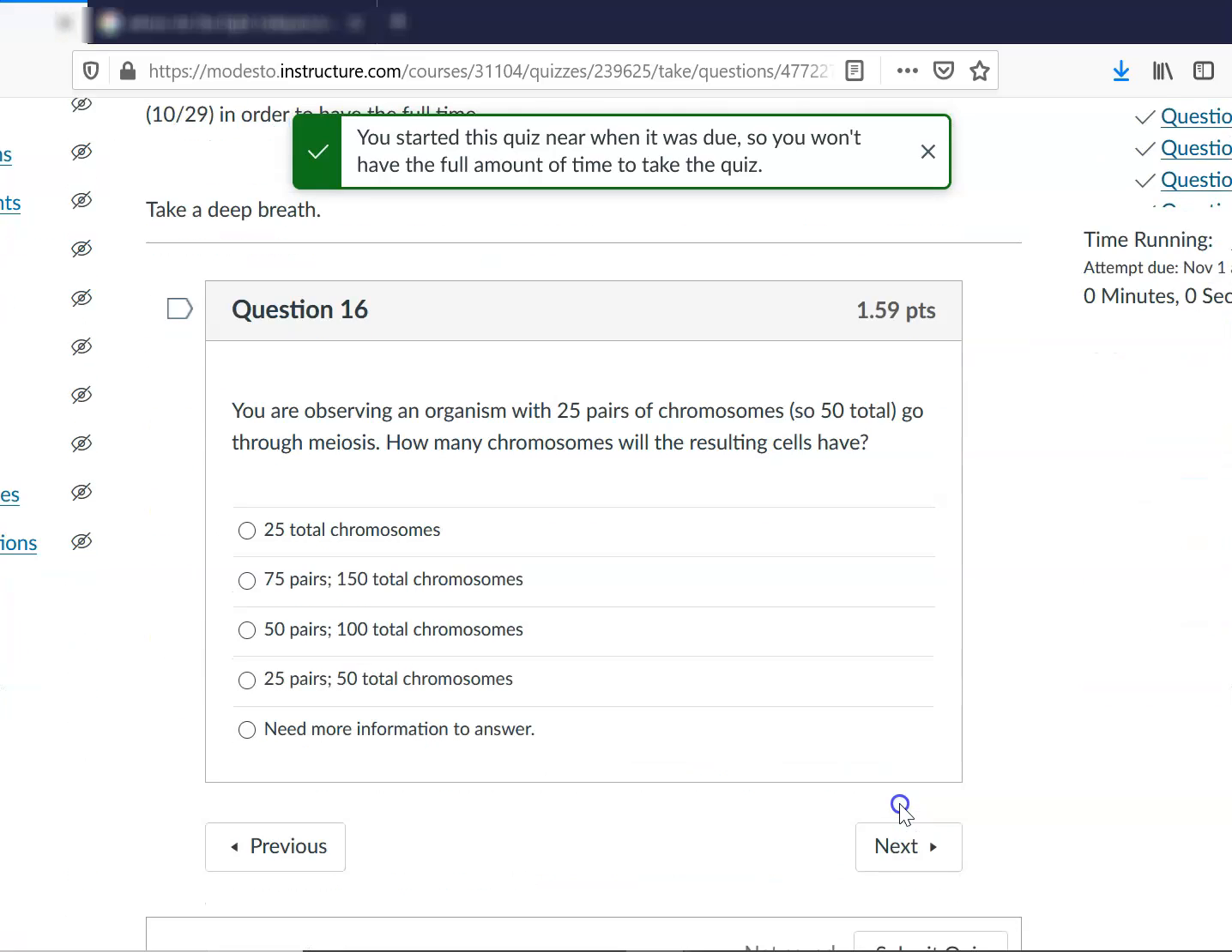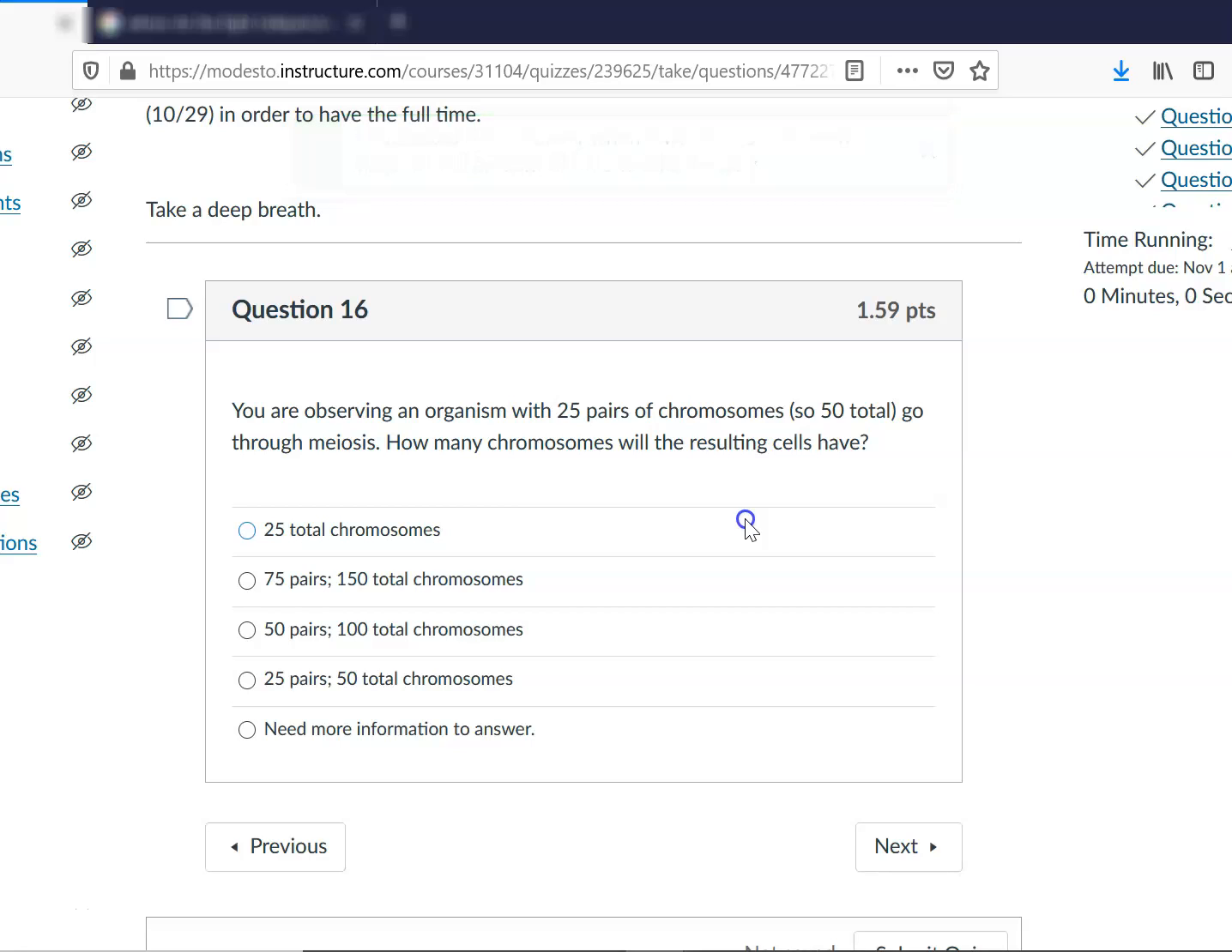You are observing an organism with 25 pairs of chromosomes, so 50 total, go through meiosis. How many chromosomes will the resulting cell have? So it starts out with 50 total, and we're going to wind up with 25 total at the end. That's what we're doing in meiosis. We're making haploid gametes from a diploid cell. We wind up with 25 total chromosomes.